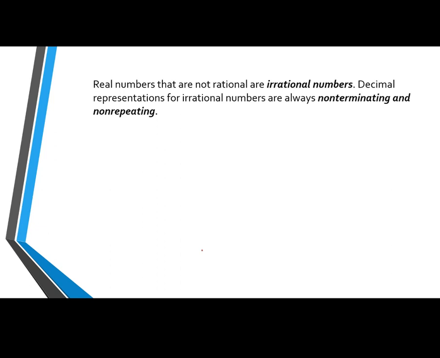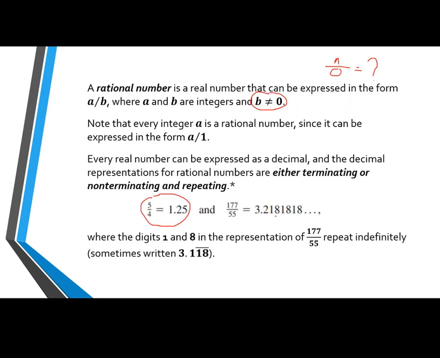So real numbers that are not rational are irrational numbers. So those that cannot be expressed into a rational form, cannot be expressed as A over B. So those are irrational numbers. So decimal representations of irrational numbers are always non-terminating and non-repeating. Non-terminating and non-repeating is similar, but it does not repeat like 1818, whatever number it adds. So non-terminating and non-repeating.